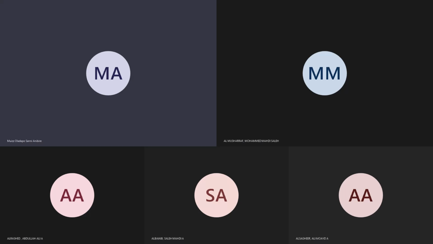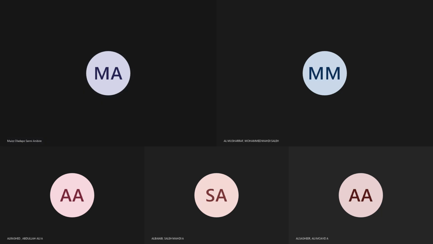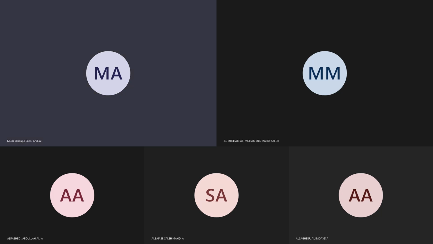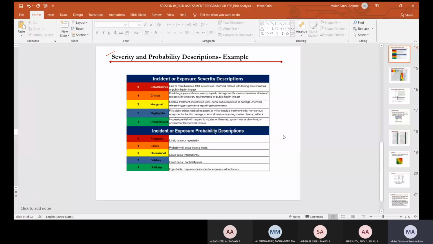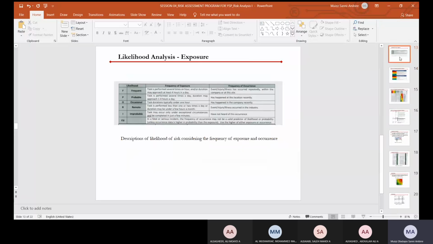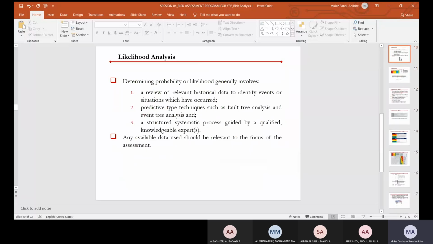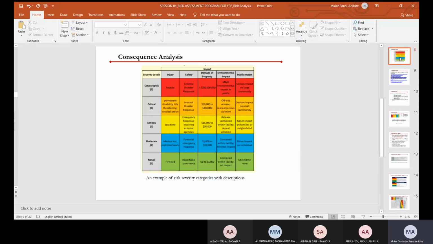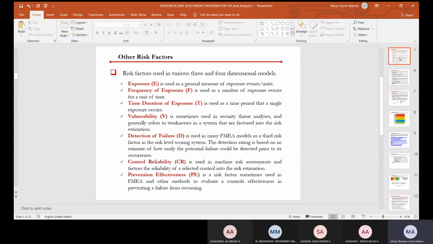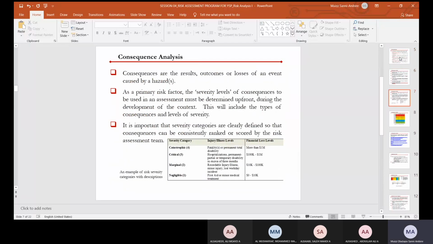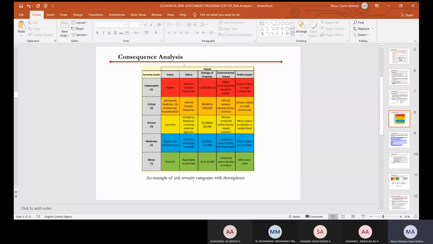So, guys, like I said, the last time we stopped our discussion at the examples of severity and probability descriptions. Let me show you some of the previous slides. As you can see, we've discussed the description of the consequences, as well as examples of the descriptions. You can see here in terms of illness levels and financial loss levels.